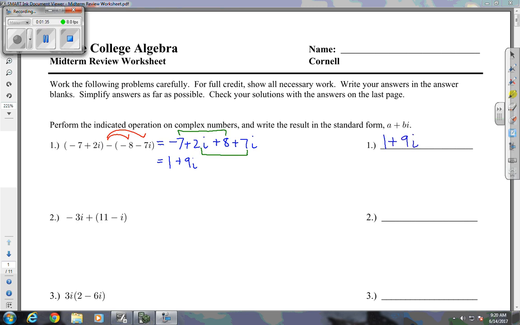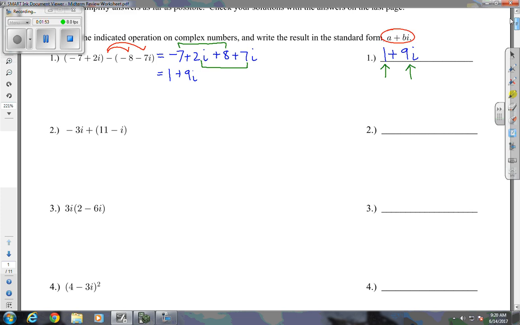Notice the directions indicate that all of our answers have to be in standard form. That means the real part has to come first, the imaginary part has to come second. Make sure that you get it in that order. If you haven't noticed already, my math lab marks that wrong if you get it in the wrong order. I will give you partial credit for it on the midterm exam, but for full credit, it needs to be in that standard form. Okay, there's one down.